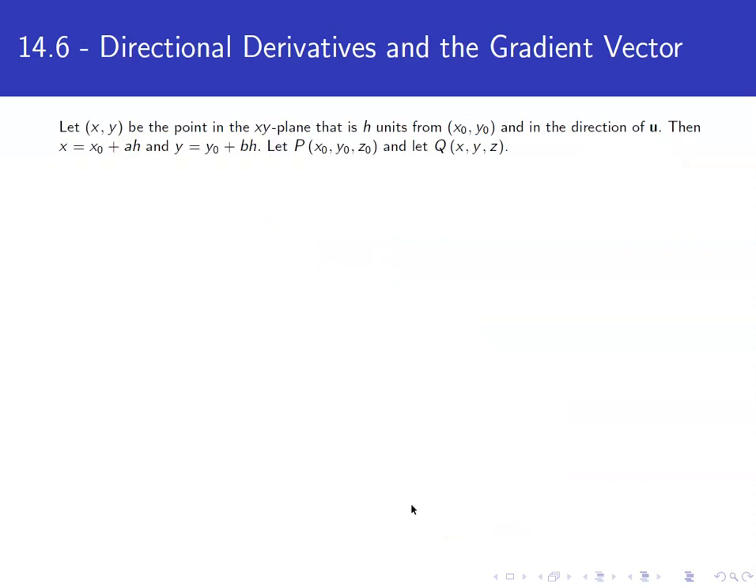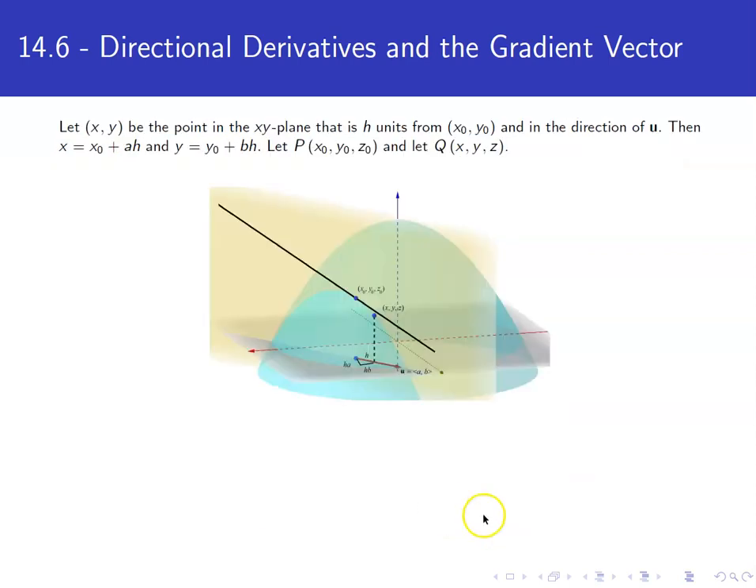All right. So let's make this a little bit more firmed up, if you will. We're going to take a point in the xy plane that's h units from the point x naught, y naught. So here's my x naught, y naught in the xy plane. Here's my x, y, and I want this distance to be h. The vector u here, we're going to assume is a unit vector, so that when you calculate ha and hb in this direction, here's my ha, here's my hb, that actually corresponds to getting this distance h here, right?